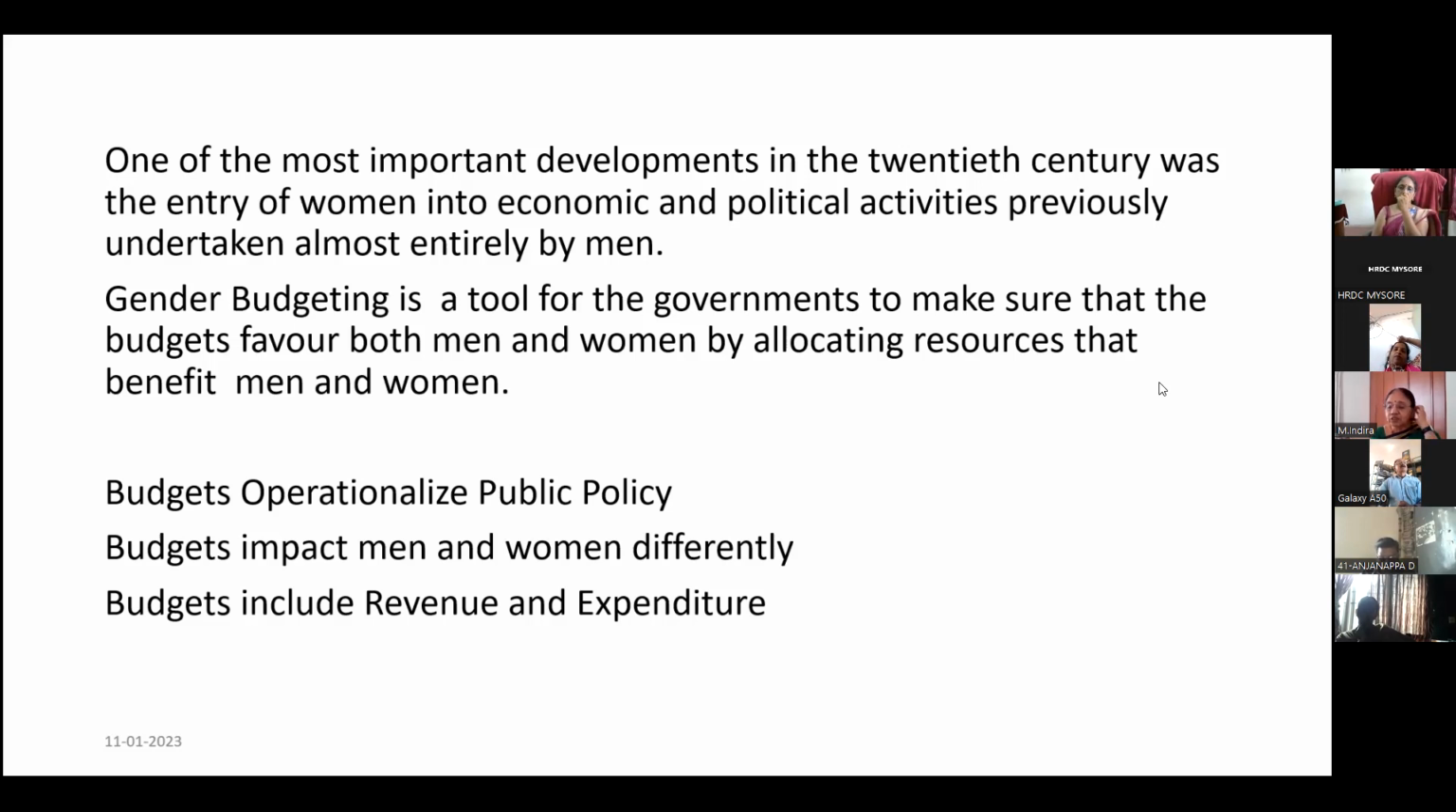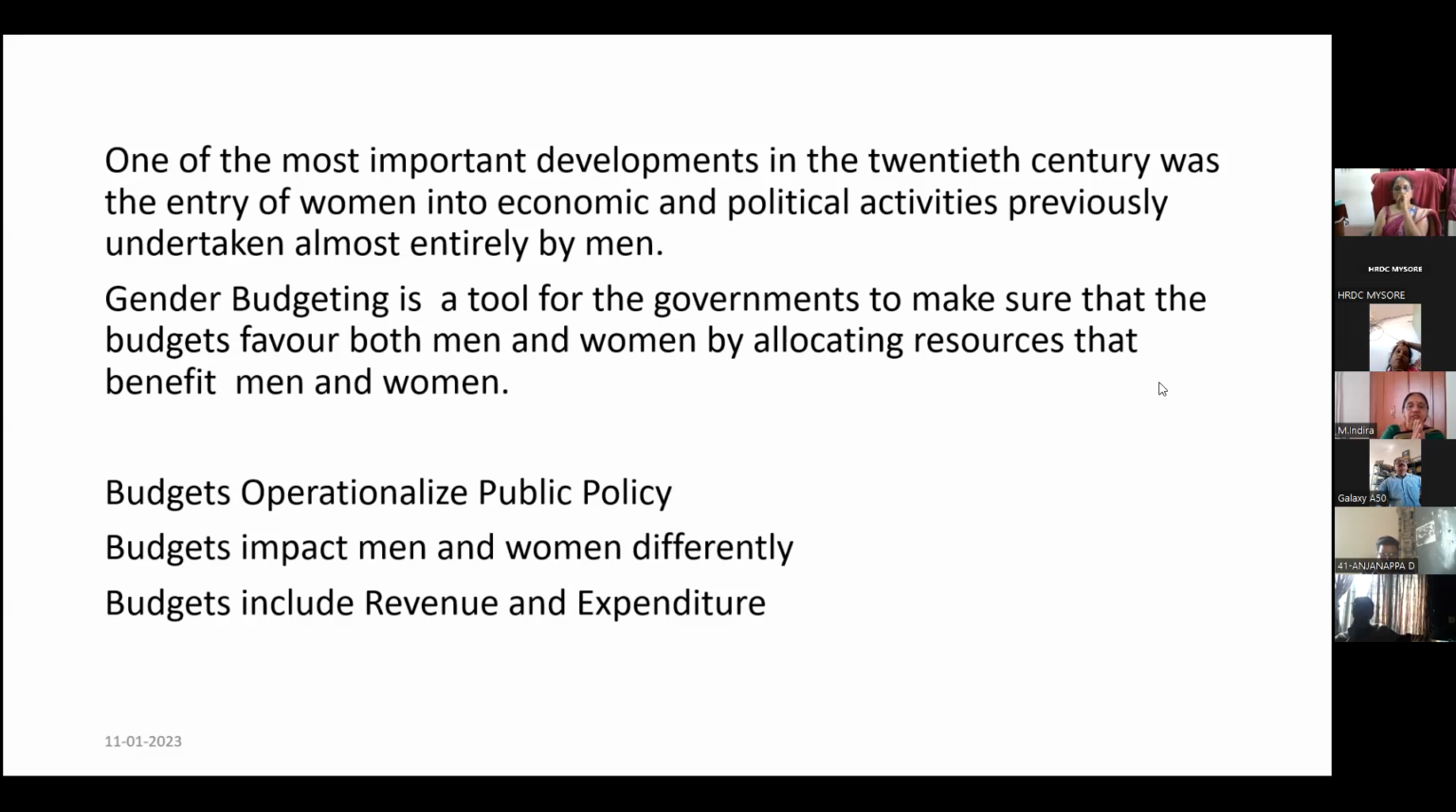But this sacrifice should be equally distributed between men and women. It's not that only women should be paying more, incurring more sacrifice, or men. So that is about raising money, and then spending money. If the government spends money, the money the government spends should help both men and women equally. It is not that only women should be benefited. It's not that only men should be benefited. It should help both men and women. So where the expenditure goes determines whether men are getting benefited or women are getting benefited.